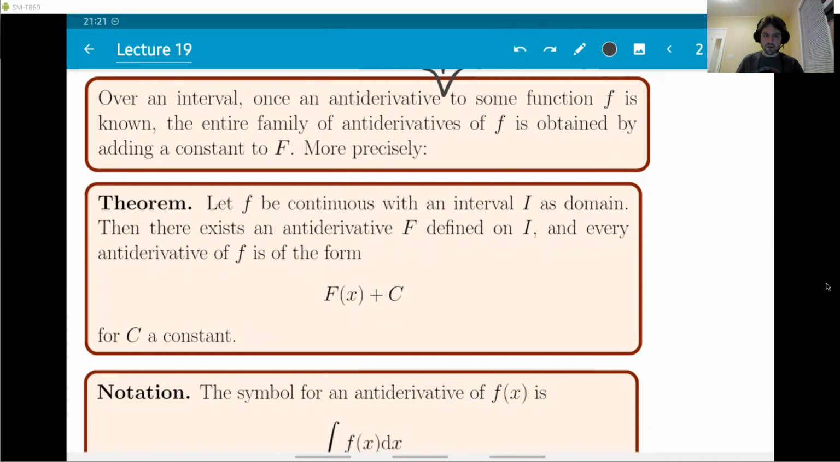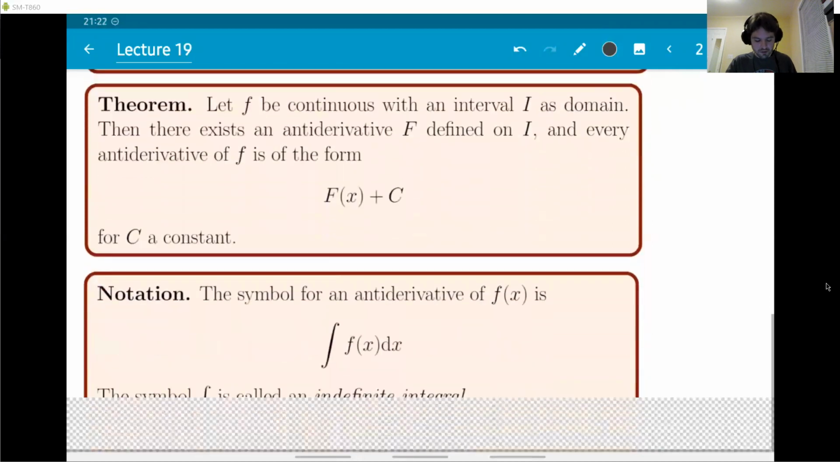All right, so this theorem is telling us when we can find an antiderivative, how we know it exists. You just need the function to be continuous. Then there exists an antiderivative. And then if it's over an interval as domain, you can find all of them by adding any constant. And finally, some bit of notation before we go to examples.